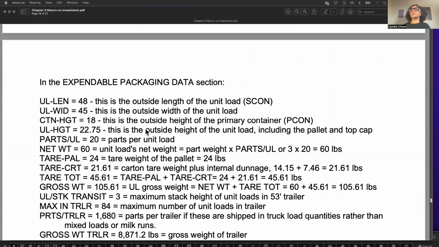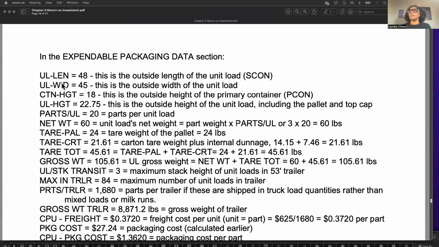Okay, so in the expendable packaging data, you've got a glossary here. You've got the unit load length, information on unit load, the carton height, the unit load height, parts per unit load. It's basically going to be like your parts per pallet. The weight: the net weight is the total weight of the unit load. So you calculate that by taking the weight of the part and multiplying that by the number of parts per unit load. So if that part weight is 5 pounds and you have 20 parts per unit load, you'd say 5 times 20 and get 60 pounds. So that's going to give you that weight.